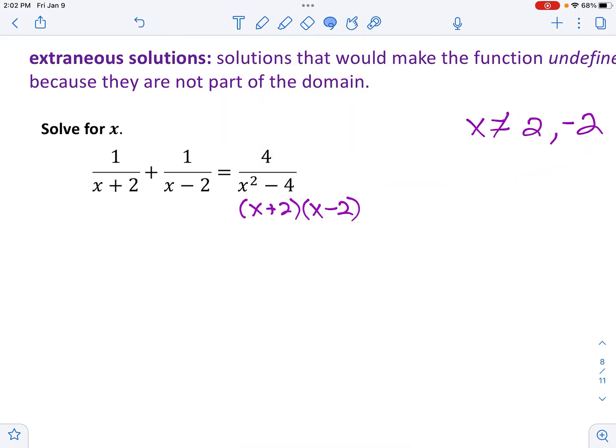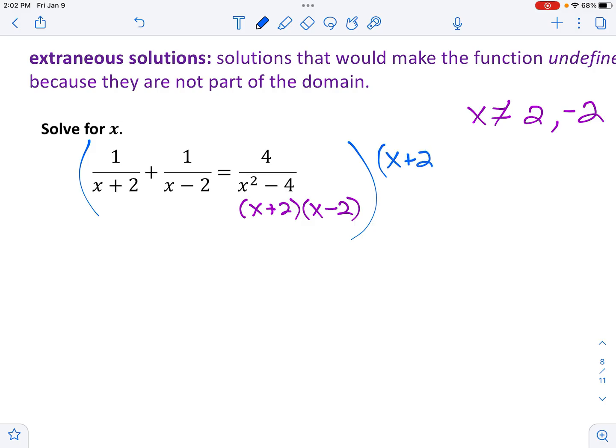I think I'm just going to move this a little bit so I've got some room. Okay. Now let's do, I'm going to do blue here. I'm going to multiply everything by my common denominator, my LCD would be x plus 2, x minus 2. Okay, so this first one, the x plus 2's would cancel, and I'd be left with 1 times x minus 2.